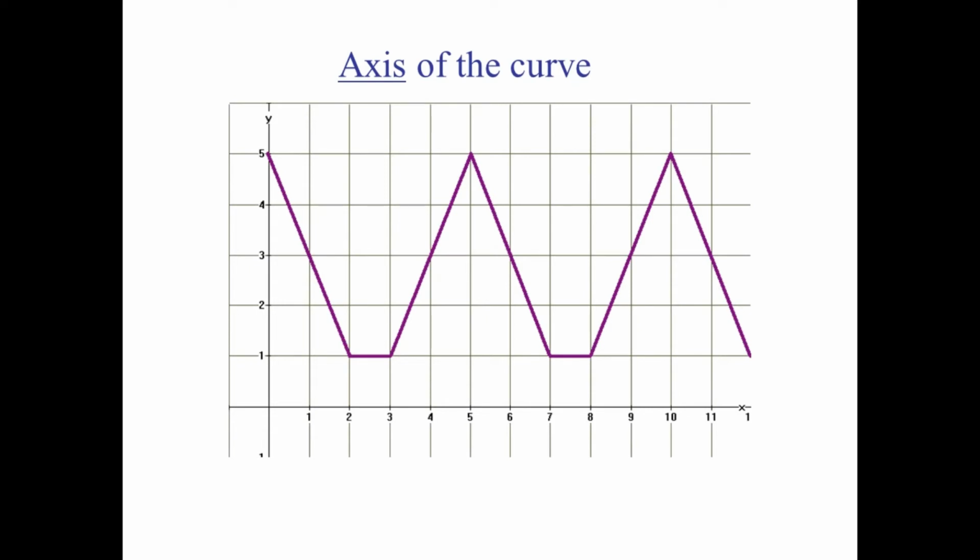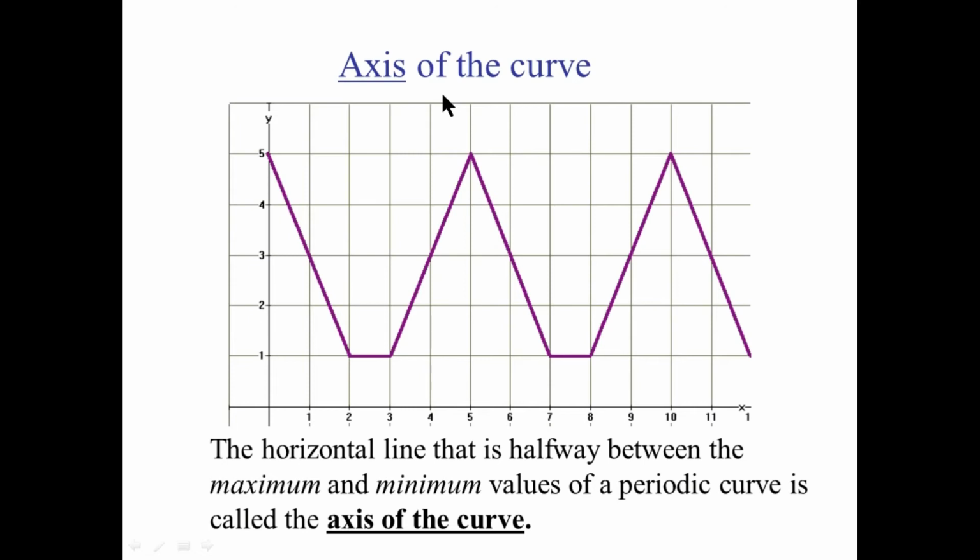Next vocabulary word is axis. The axis of the curve. It has a definition. It's the horizontal line that's halfway between the top and the bottom, halfway between the maximum and the minimum of a periodic curve. It's called the axis of the curve. There it is there. That horizontal line that splits this function in half from top to bottom has a name. It's called the axis of the curve.